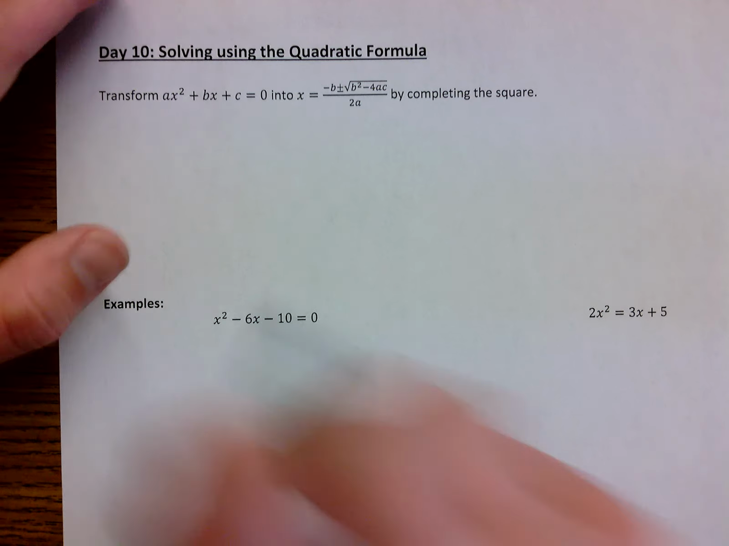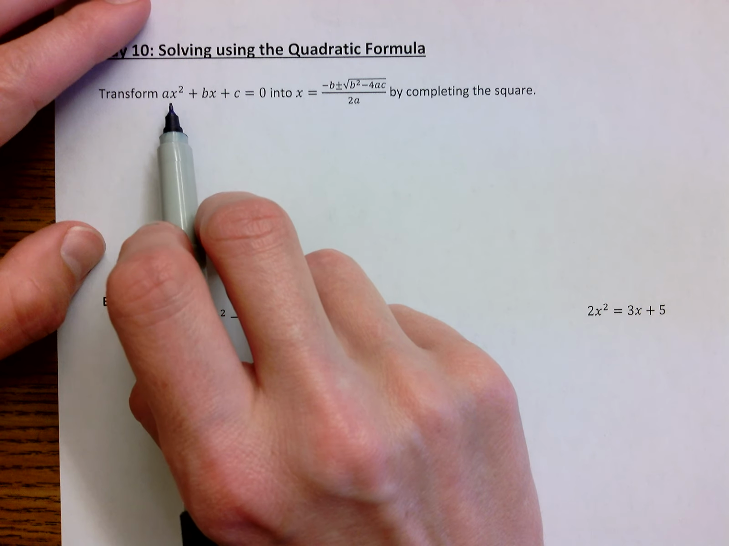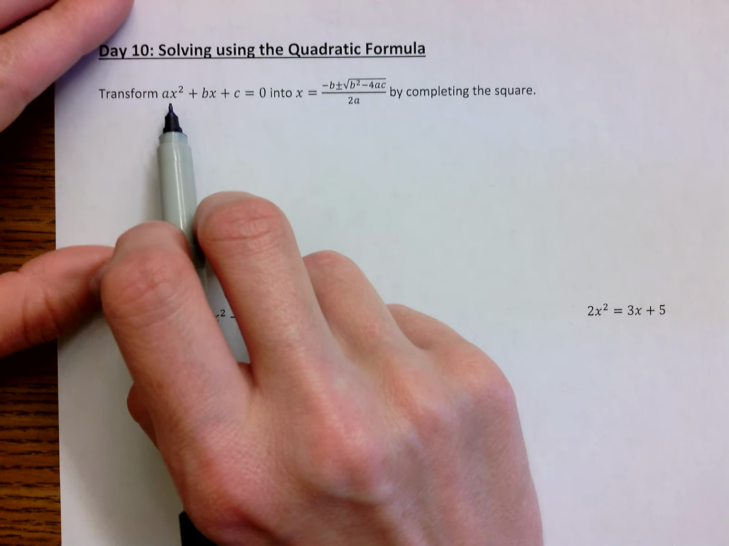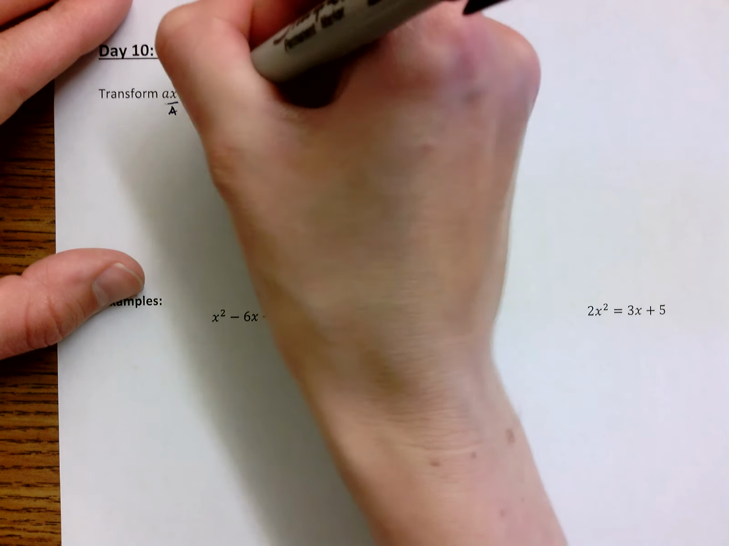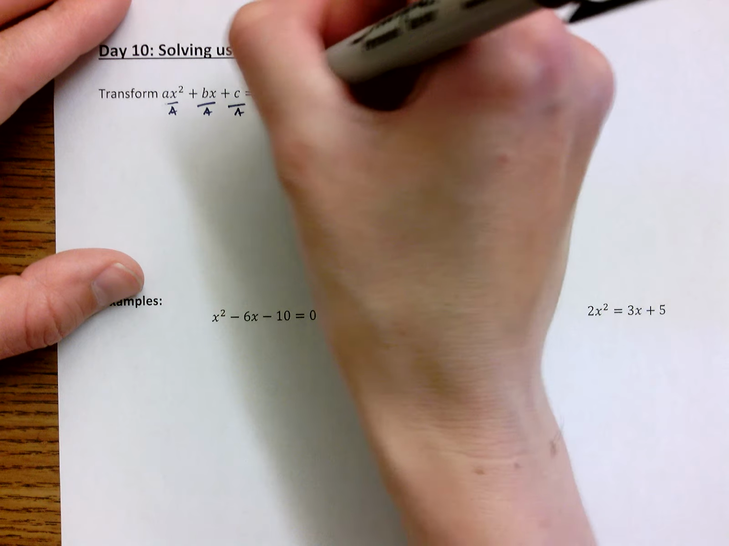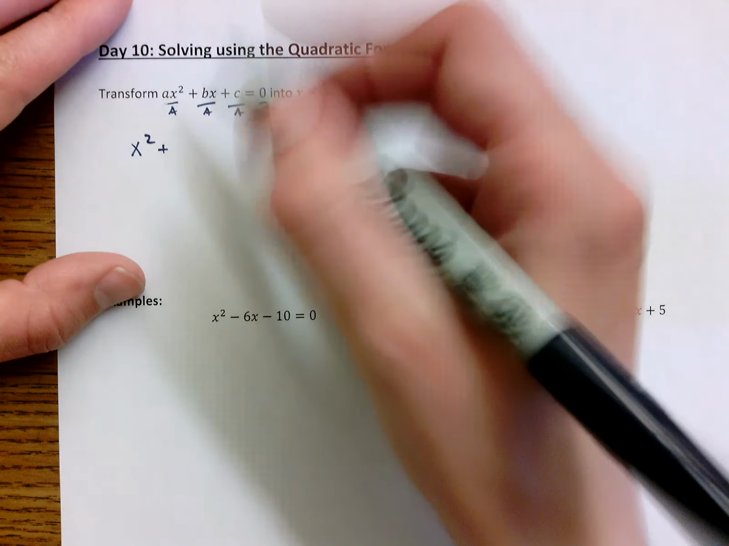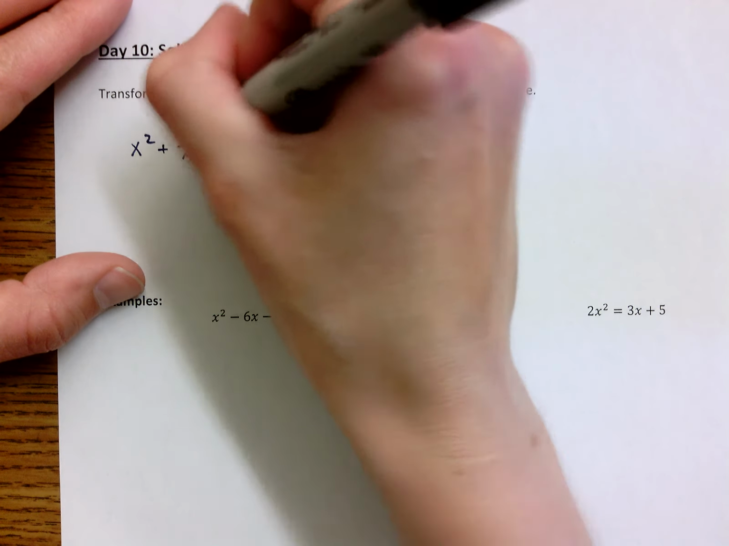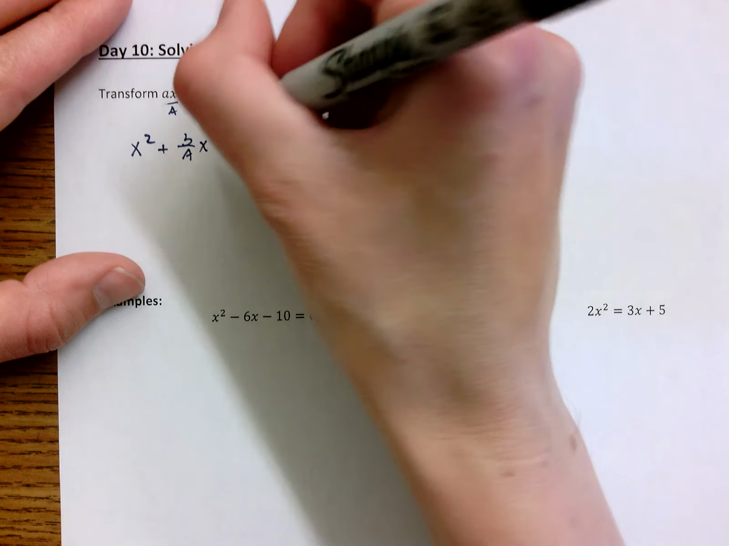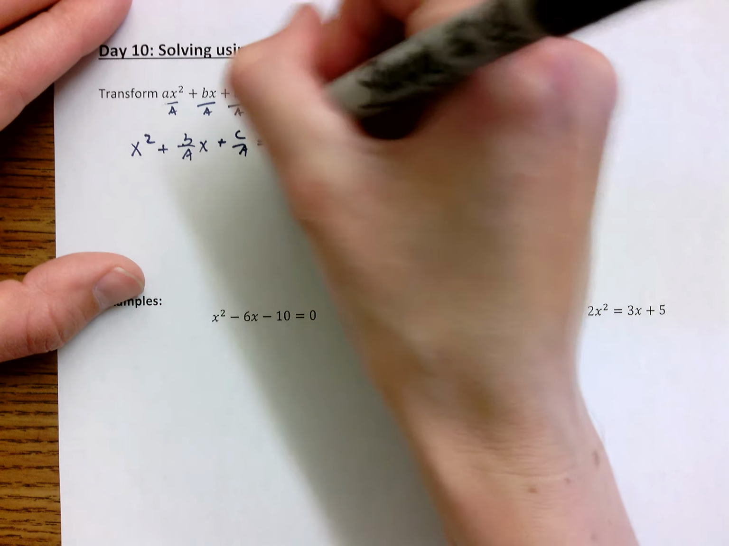So the first thing we're going to do is we need to get this so that it's just x squared, right? So step 1 that I'm going to do is I'm going to take this and divide everything by a, to get it to be just an x squared. So then I've got x squared plus b over a x, and then plus c over a equals 0.